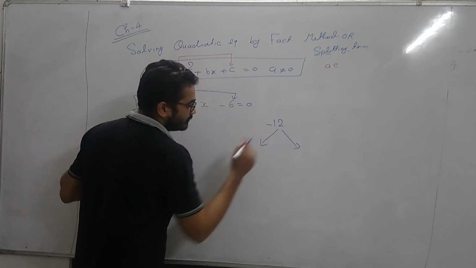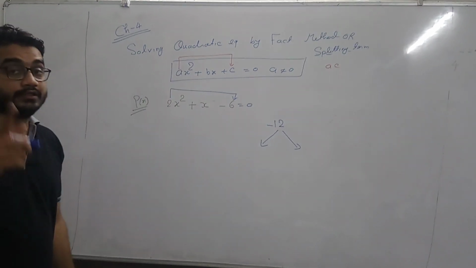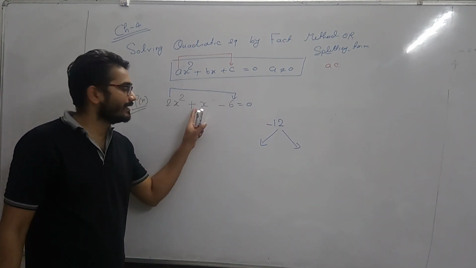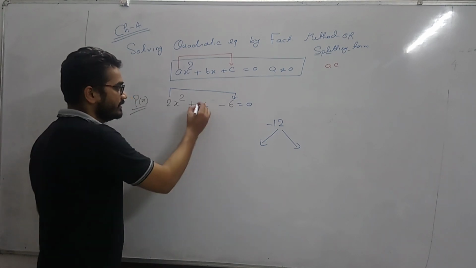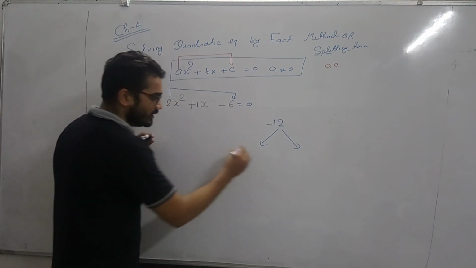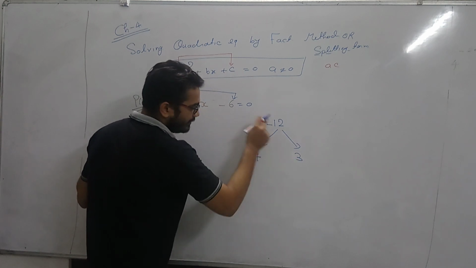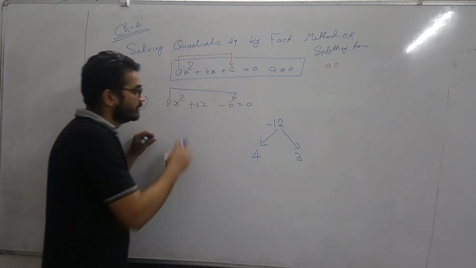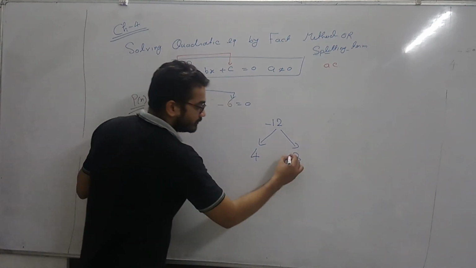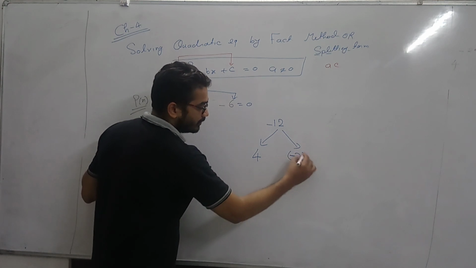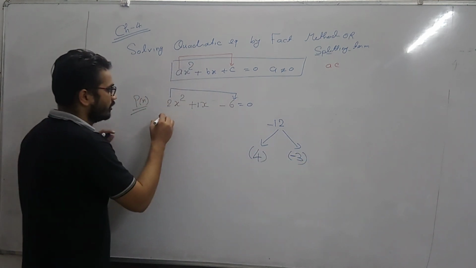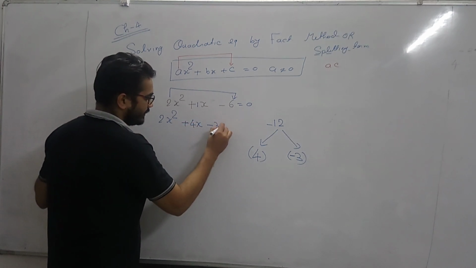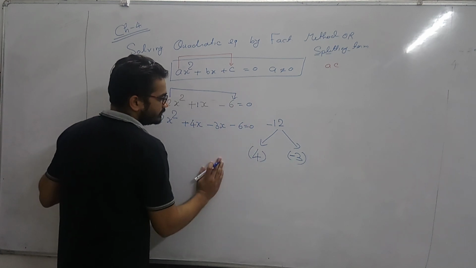Now we have to bifurcate minus 12 into two such parts that when we add or subtract, we get plus 1, because here is 1. So 4 3s are 12. Now you can take minus 12, but here we require plus 1, so the smaller one will be the negative number. So what we have got is 2x square plus 4x minus 3x minus 6 is equal to 0.